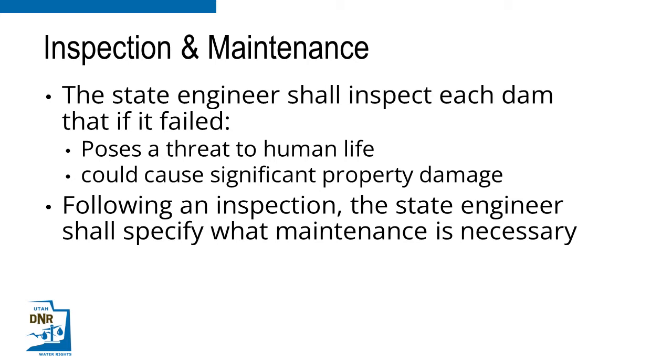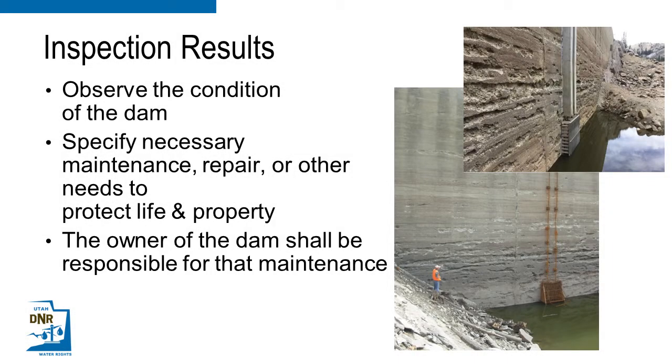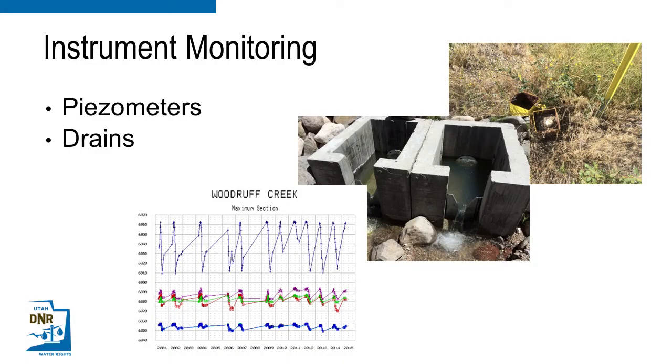So, inspection frequency of existing dams is based on this hazard rating. High hazard dams are inspected annually, moderate hazard dams are inspected every 2 years, and low hazard dams are inspected once every 5 years. These inspections consist of observing the condition of the dam and looking for any changes in performance or operation. Following the inspection, Dam Safety will issue an inspection report identifying the necessary maintenance that the owner is to address.